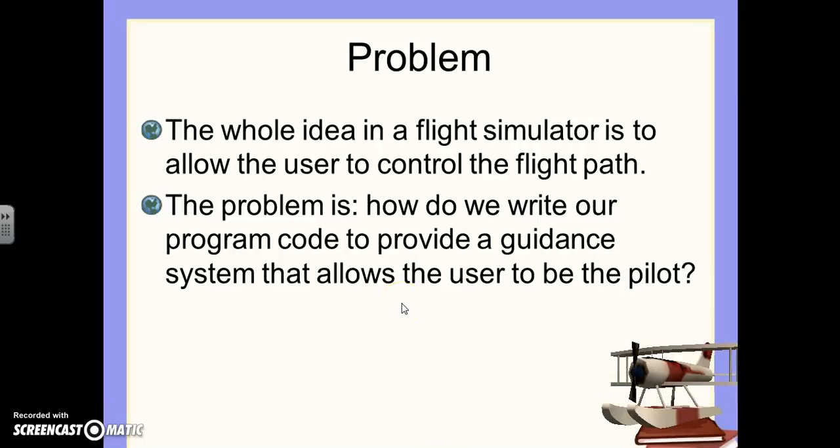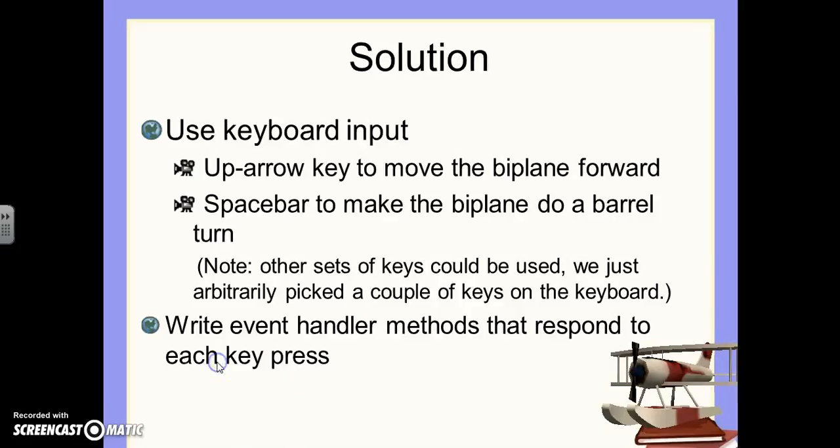Now the problem is that the whole idea in the flight simulator is to allow the user to control a flight path. That's what we want it to do. However, the problem is how do we write our program code to provide a guidance system that allows the user to be the pilot? So that's definitely going to be an issue that needs to be looked at and resolved.